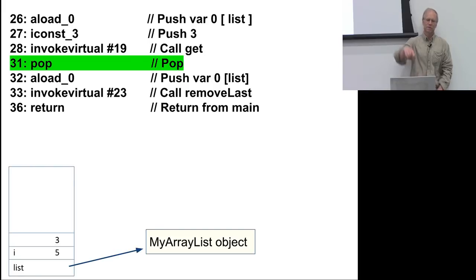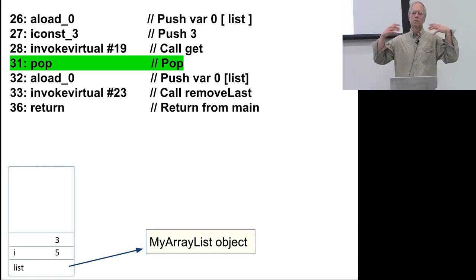So if we went back, it's a number of slides back. But the Java code just called get, but then did nothing with the return value. And so the generated code has to pop it to get rid of it. Now, if what it did was actually print it out or store it, we would have some other instruction here to store it or print it out. But since we do nothing, we just pop it, so it goes away.